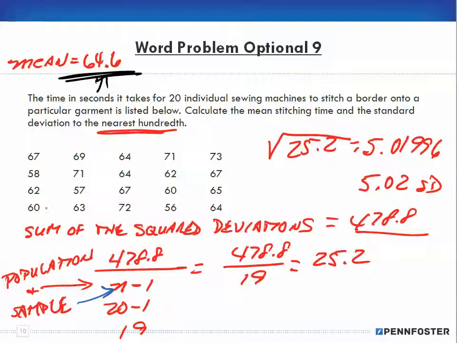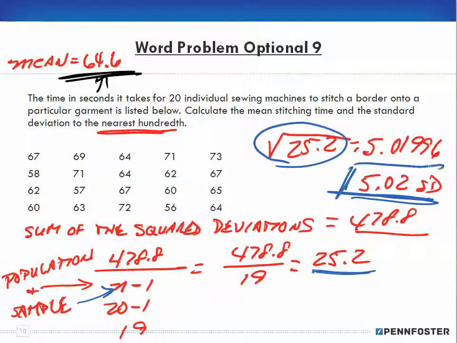So back to this problem. We had 20 data points minus 1, which gave us 19. When we divide, we end up with 25.2. And then we take the square root of the 25.2 in order to get our standard deviation of 5.02. So that's it for these word problems.